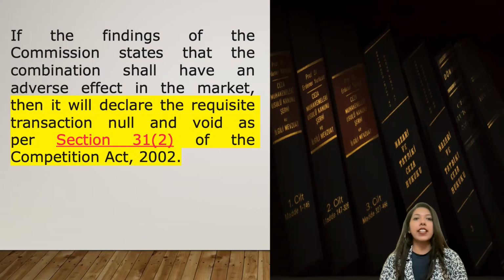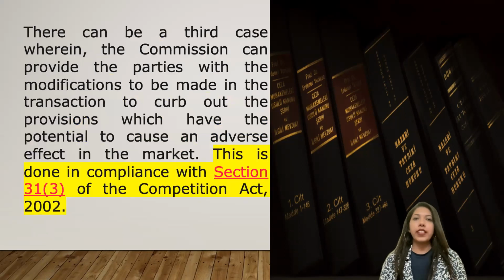If the findings of the commission state that the combination shall have an adverse effect, the transaction will be declared null and void, which is not enforceable in court as per Section 31 subclause 2 of the Competition Act. There can also be a third case wherein the commission can provide the parties with a modification to be made in the transaction. Sometimes there can be an illegality, so the commission can ask them to remove such illegality from the combination, which has the potential to cause adverse effects in the market. This is done in compliance with Section 31 subclause 3 of the Competition Act.